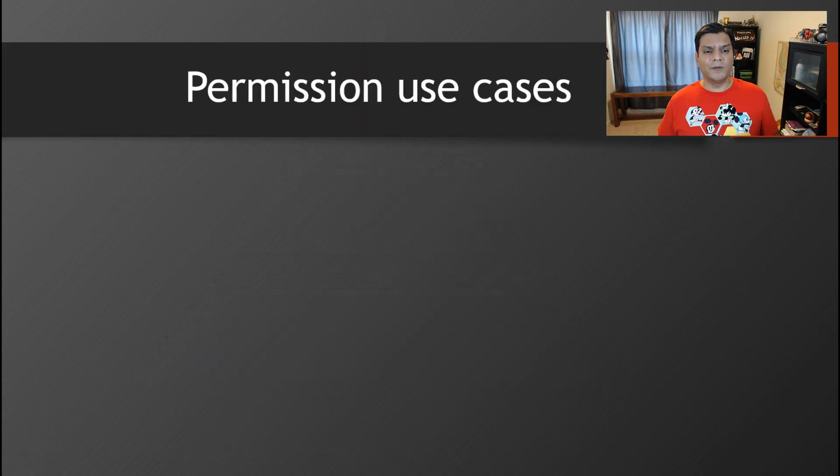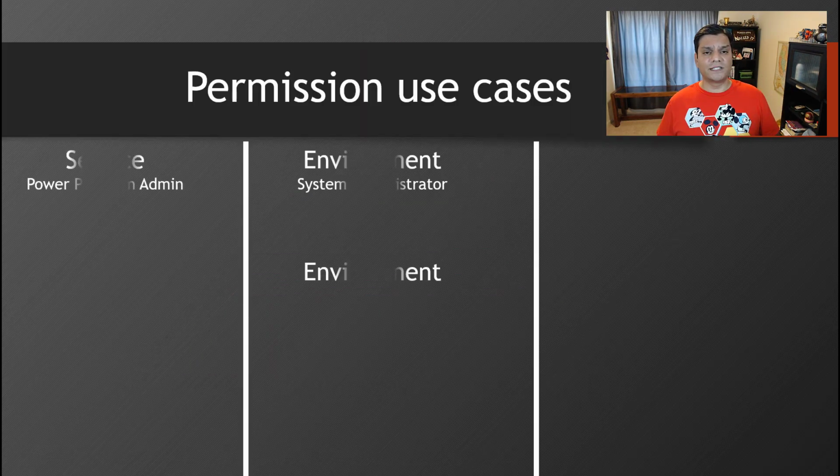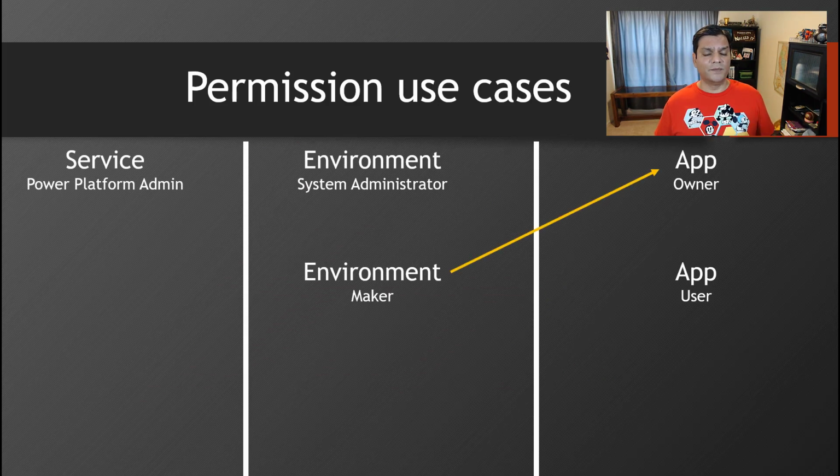So just to give you a little more information, the permission use cases will cover all these three types. Service actually talks about Power Platform admin at the tenant level. So how does that work? When it comes to the environment level, there are two types: giving system administrator level access or maker level access. That's tied to the environment. And then finally, when it comes to the app, there are also two types: the owner and the user.